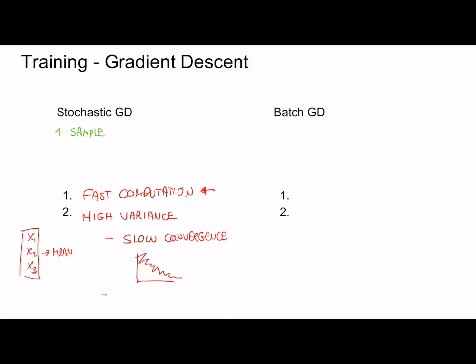Another problem could be that because of this stochasticity, this noise in the gradient calculation, we might skip our global optimum. We might find the global optimum, and then for some reason, if we are somewhere here, we might jump away from the global optimum and end up in a local optimum. So, move away from the global optimum.